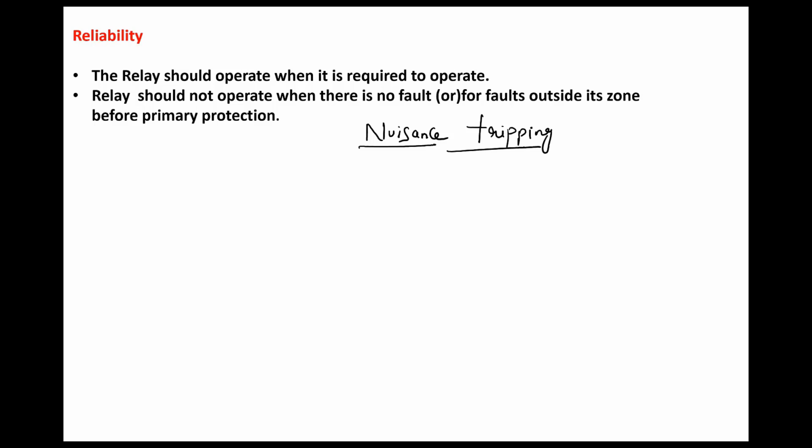Understand? The next one is economical ability. The relay and switchgear system should be cheap. Economical means the cost of the relay should be as minimum as possible. That is one more feature called the economical feature. Understand?